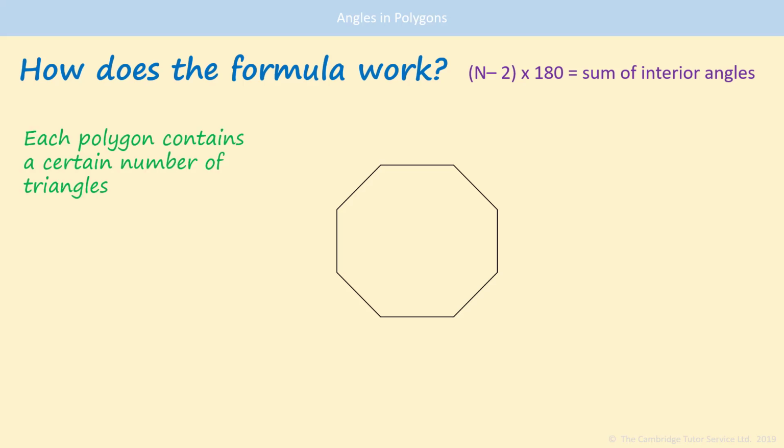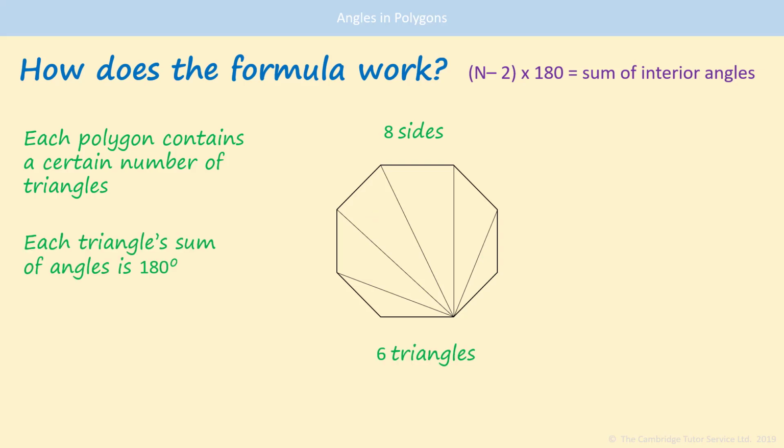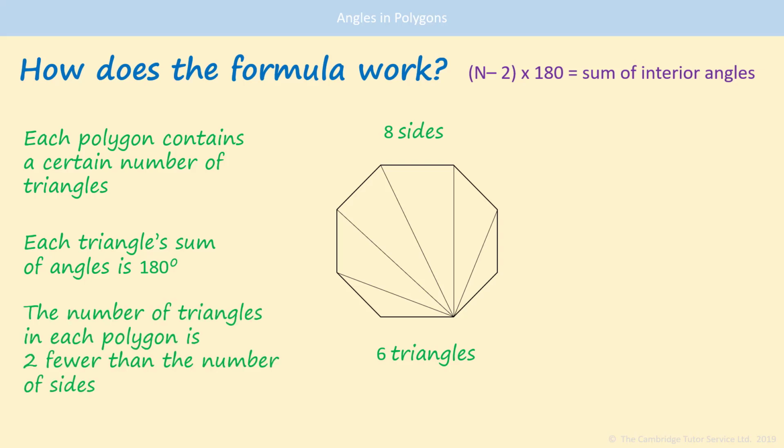Again, each polygon has a certain number of triangles. This is an 8-sided shape, an octagon, and if we divide it into the triangles, you'll see that we have 1, 2, 3, 4, 5, 6 triangles in there. Each triangle's sum of angles is 180 degrees. And note that we have 6 triangles in there, which is 2 fewer than the number of sides.